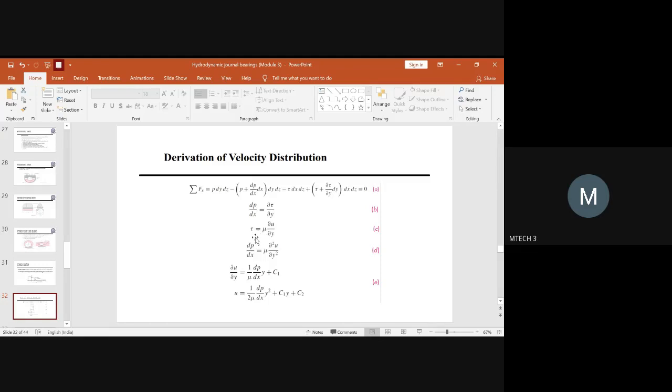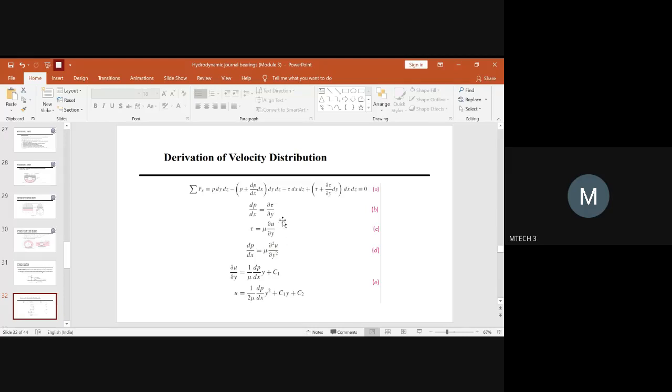Here the shear stress is directly proportional to the velocity gradient with which the lubricant is moving. If you want to remove the proportionality symbol, you have to use a constant, which is the viscosity value. So the shear stress mainly depends upon the grade of viscosity of the lubricant you are using and the velocity gradient with which it is moving, right? This is the equation we have derived already in the previous classes.